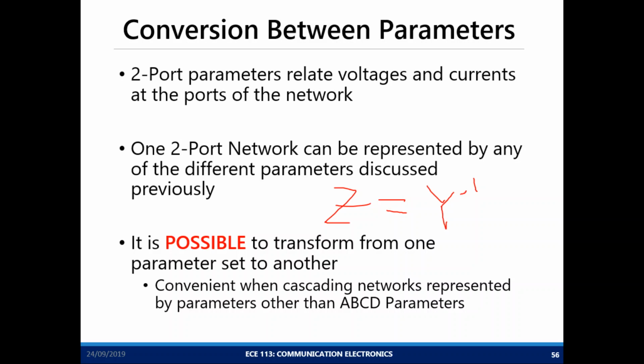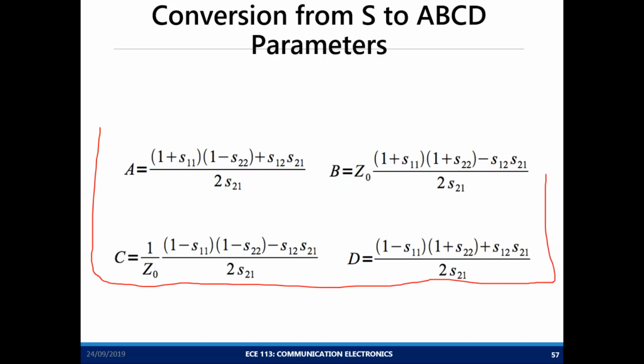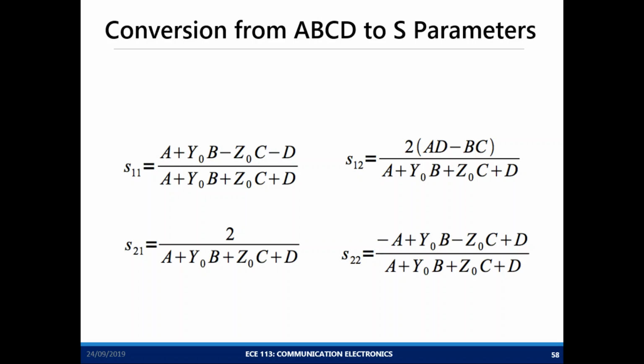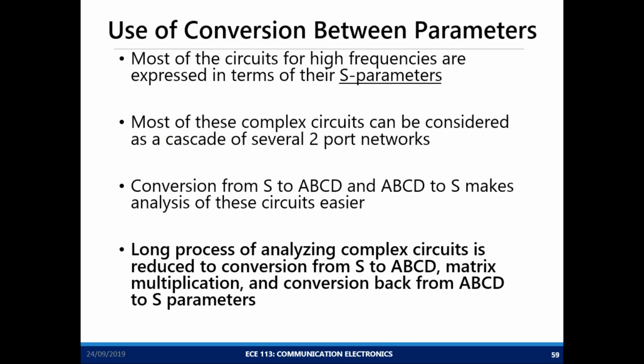Okay? So what prevents us from converting your S parameters to Z to Y and your S parameters to A, B, C, D and vice versa? It's actually possible to convert them. And this is the formula for that. Okay? So the S parameters and ABCD parameters are related this way. Okay? And your ABCD parameters and S parameters are converted in this way. Okay? So that is your conversion. And by converting them, you'll be able to simplify your analysis.